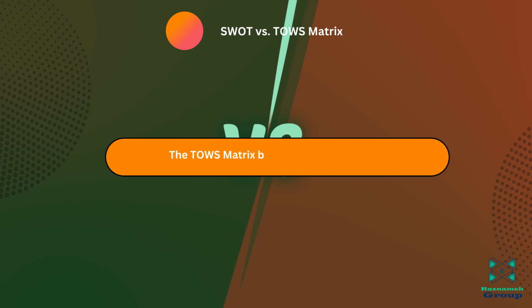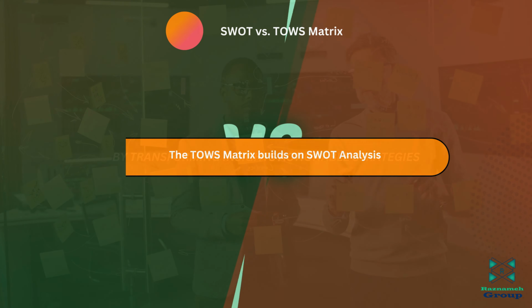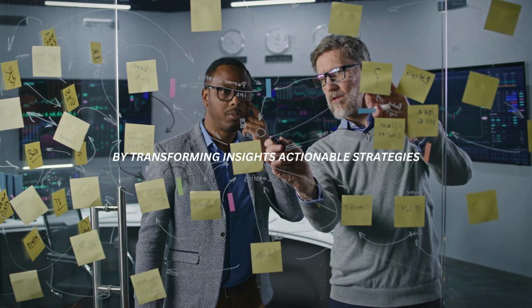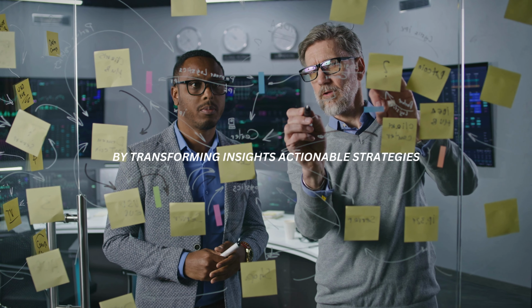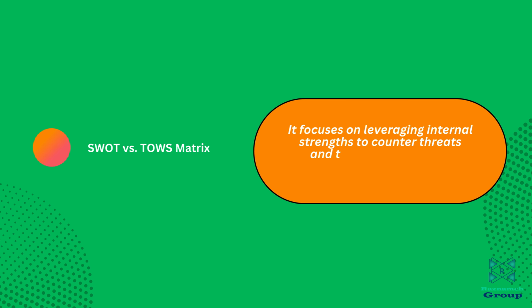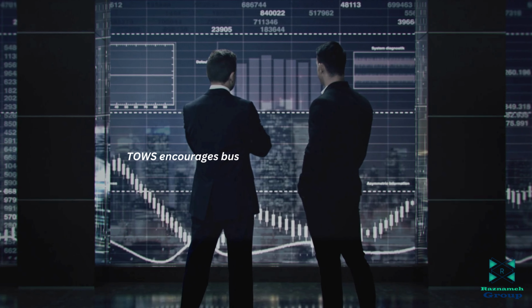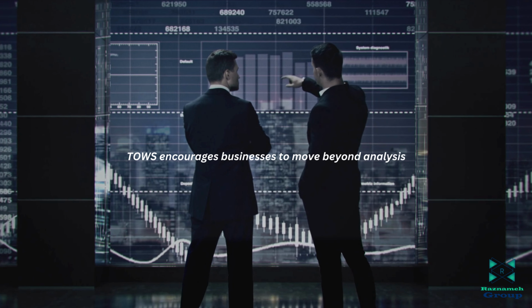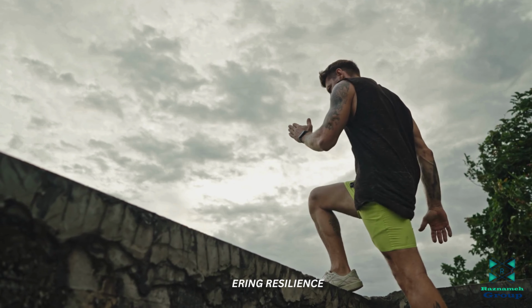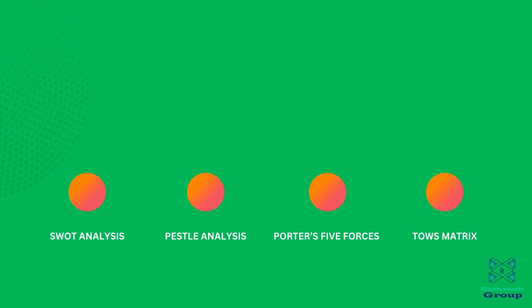SWOT versus TOWS matrix. The TOWS matrix builds on SWOT analysis by transforming insights into actionable strategies. It focuses on leveraging internal strengths to counter threats and turn challenges into opportunities. TOWS encourages businesses to move beyond analysis, fostering resilience and proactive adaptation to an evolving environment.